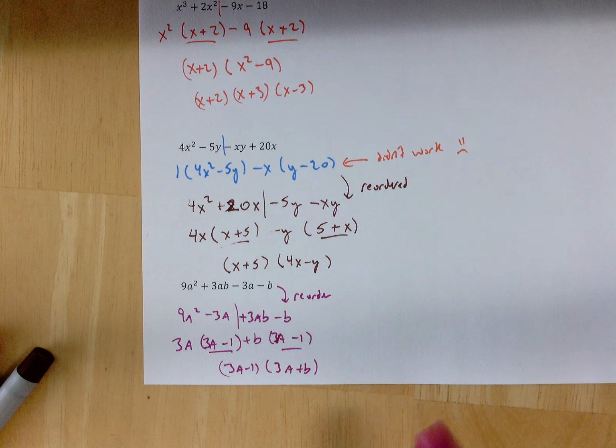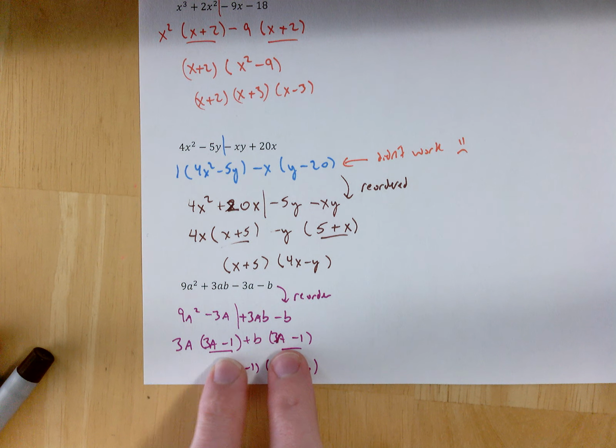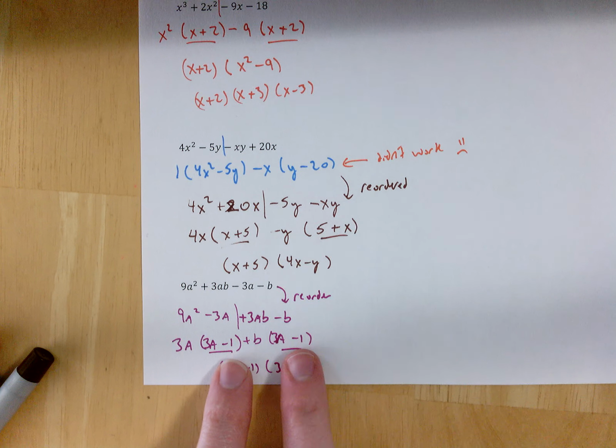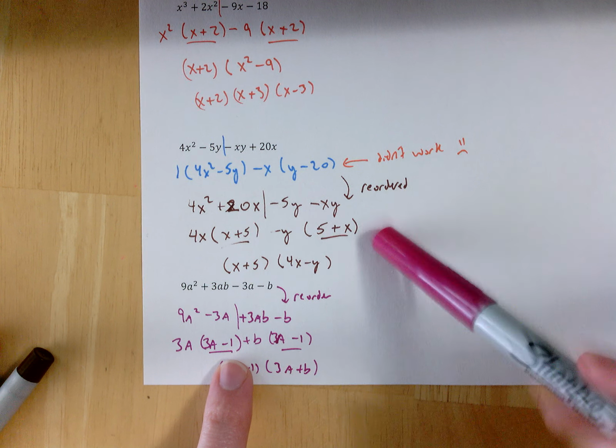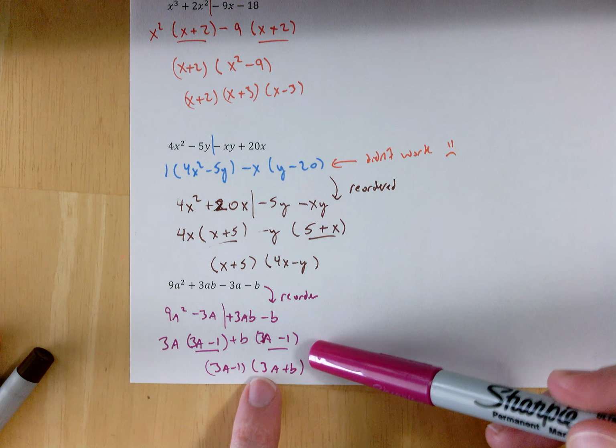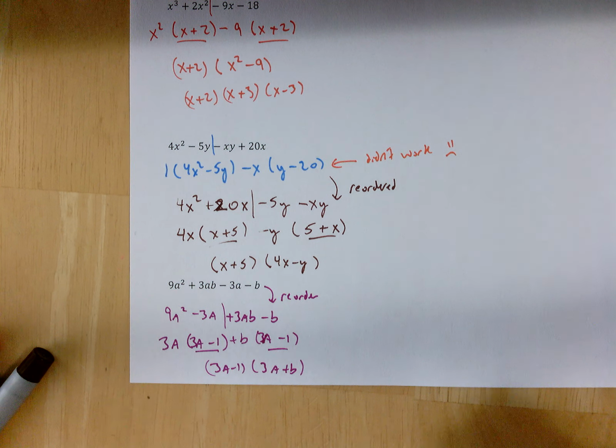Okay, so when you get to a spot where your two things in parentheses don't match, one of three things could be going on. One, you could just need to reorder your problem. Two, you could have made a mistake like I did. Or three, it might just not factor. Okay, if it's in a section where it says factor this problem, it's probably that you either need to reorder it or you made a mistake. But it is possible sometimes that these don't factor.